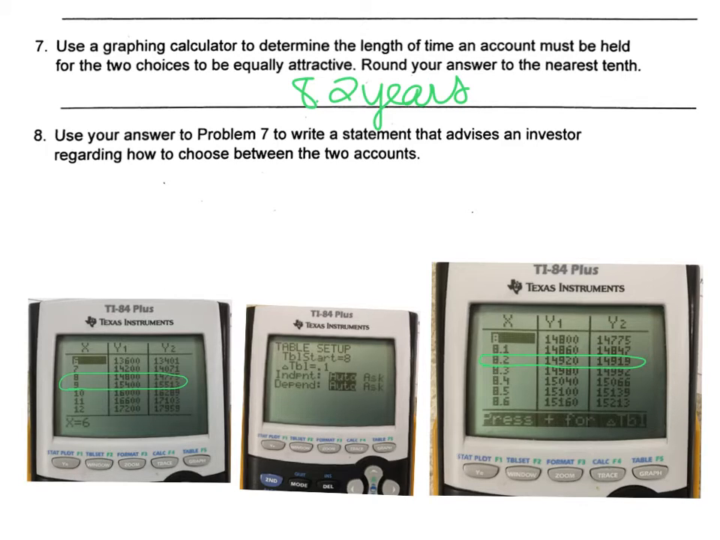Before 8.2 years, if you look here in the first column, before that point, option A is a better option. So if you're going to invest for less than 8 years, you should choose option A. But if you're going to invest longer than that, anything after 8.2, it looks like option B is the better option. So that's what you need to have written down for part A, just a little sentence that says exactly what we just said. Before 8.2 years, option A is better. After 8.2 years, option B is going to be your better choice.